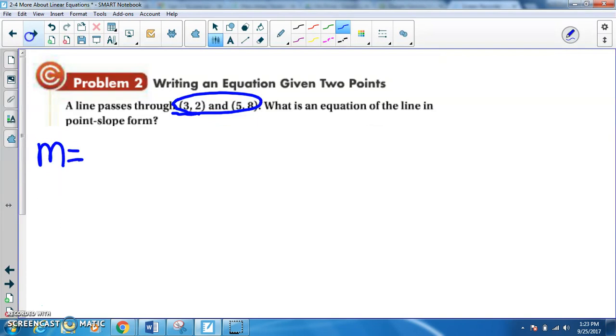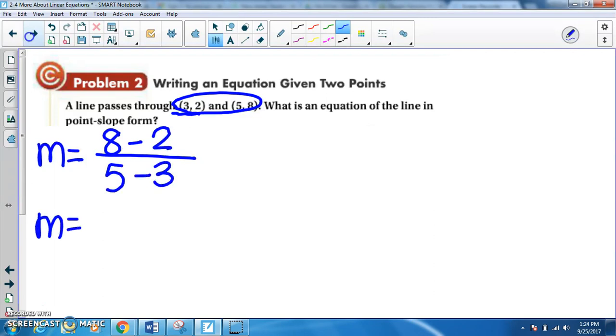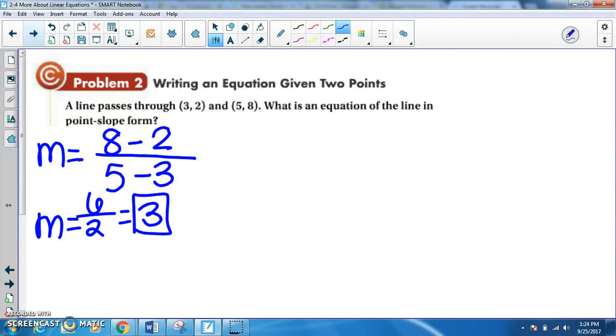So m is equal to (y2 minus y1) over (x2 minus x1), 8 minus 2 over 5 minus 3. m is equal to 6 over 2. So our slope is 3. Now we can pick one of these points. You can pick (3, 2), or you can pick (5, 8). I'm going to pick (3, 2) to work with.